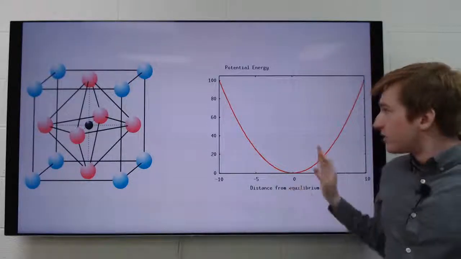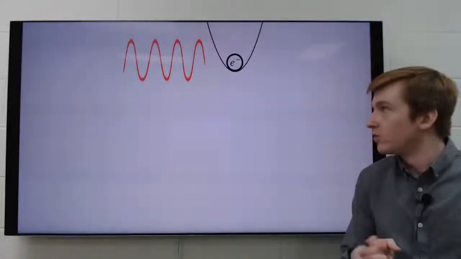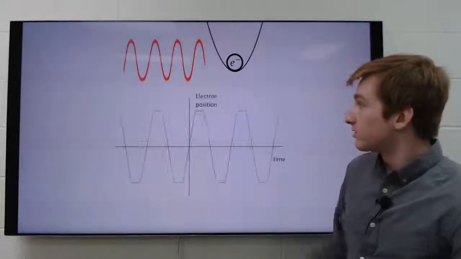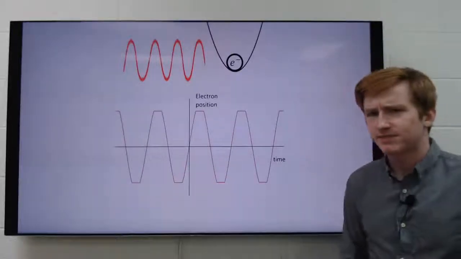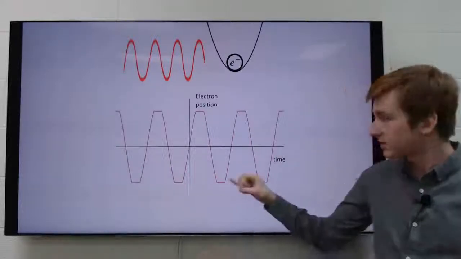So now we have an electron within this potential energy, and the question is, okay, if we drive this with an electric field, with an electromagnetic field, what will happen? Well, it looks like this. Not the exact same, but it looks extremely similar to the first case. It actually looks like a square wave as well.